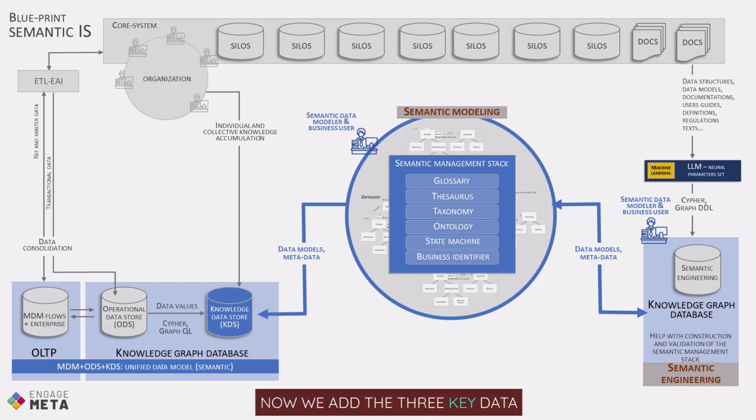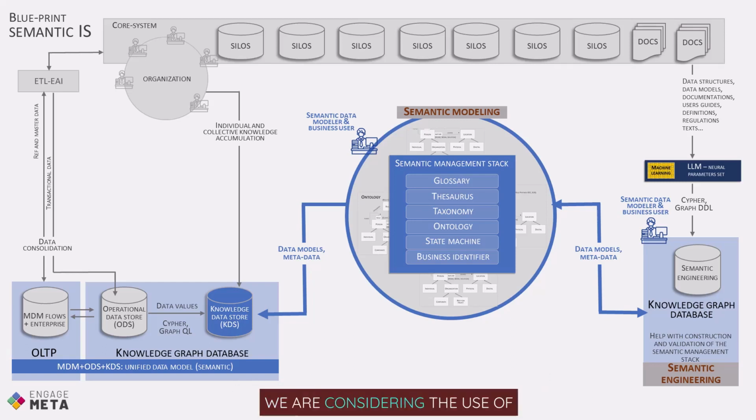Now we add the 3 key data repositories to run the system. The MDM for data flows and enterprise data, responsible for the reference and master data that are shared across the entire information system. Then the operational data store that contains transactional data, either in write mode with an OLTP database or read-only mode with a knowledge graph database.